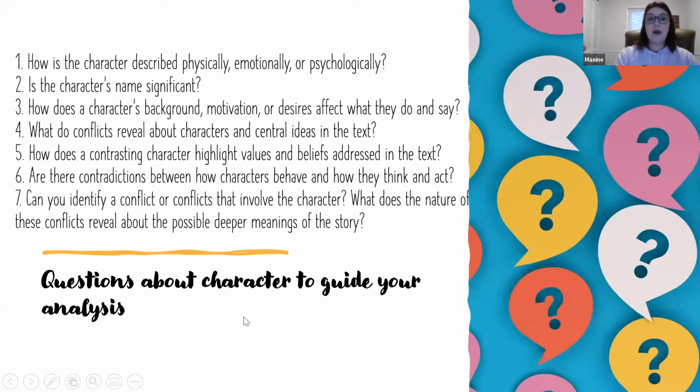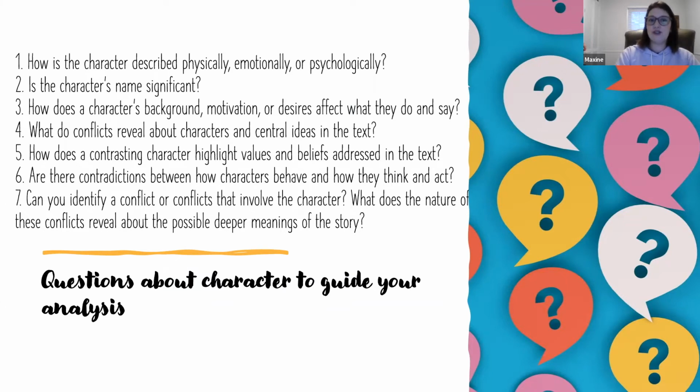So some questions that might guide your analysis. How is the character described physically, emotionally, or psychologically? Is the character's name significant? Sometimes it is, and sometimes that gives you a hint as to who the character may be, or something about their background or a connection we can make. How does a character's background, motivation, or desires affect what they say and do?